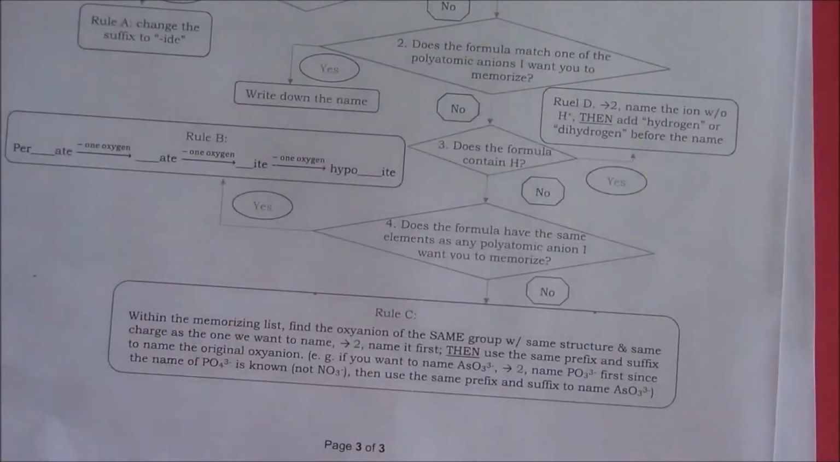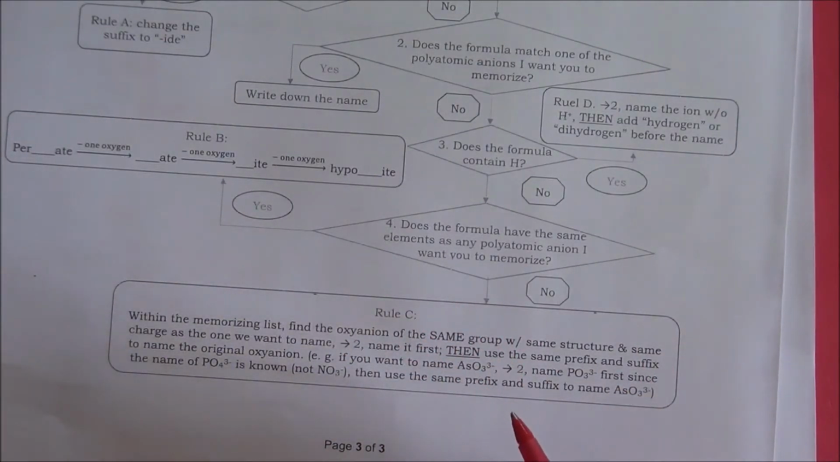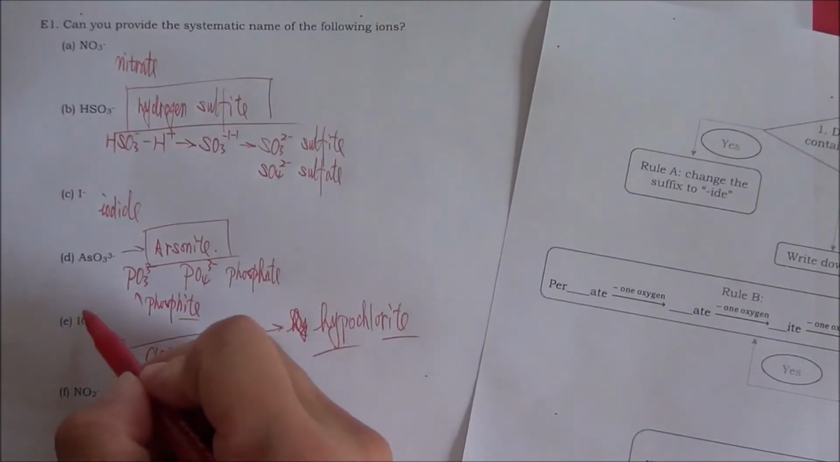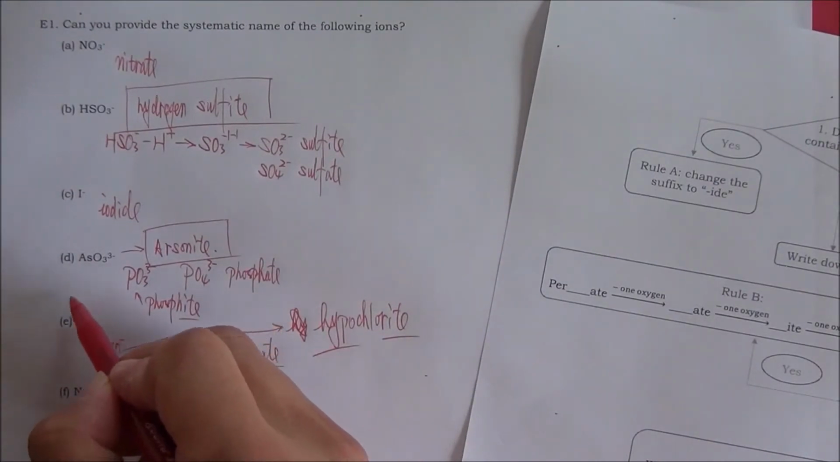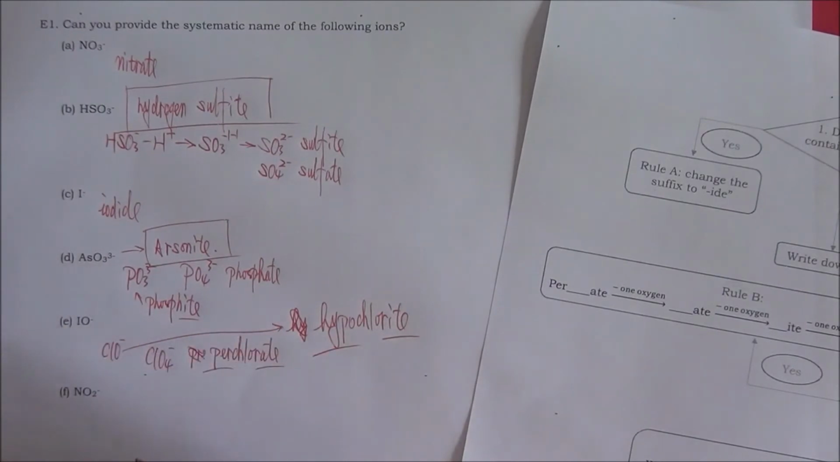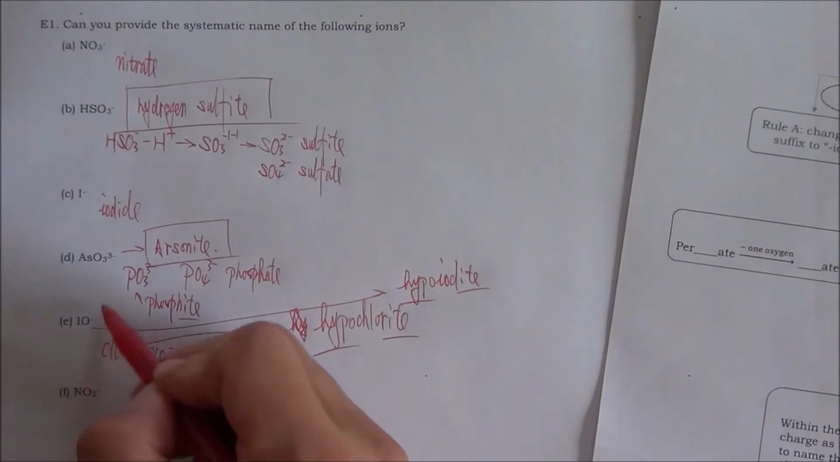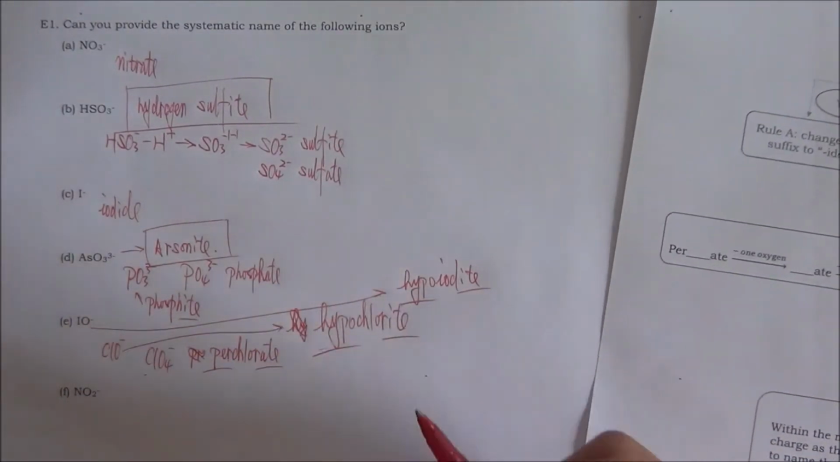Then we need to go back to this box again. We are here. We already named the ClO minus. Then we use the same prefix and same suffix to name the original oxy anion we want to name, which is IO minus. I has the name of iodine. This ion should have the name hypoiodite. ClO minus and IO minus should have the same prefix and same suffix.